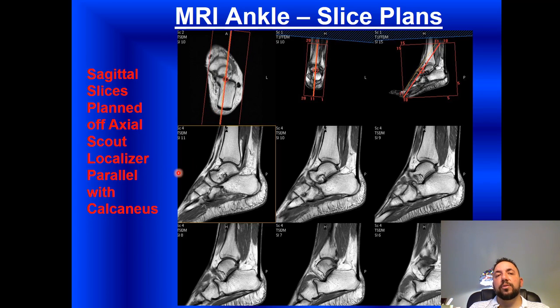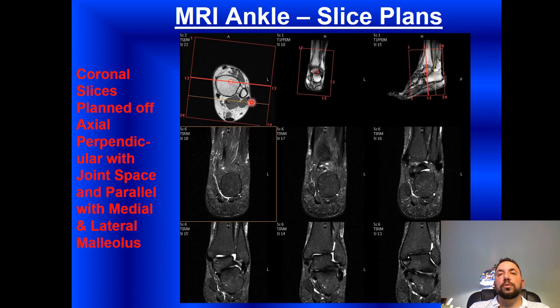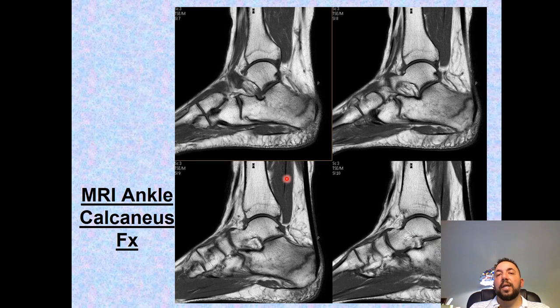We want to position our sagittals parallel with the calcaneus or perpendicular to the joint space. We want to position our axials through the actual joint space. And then our coronals are going to be through the medial and lateral malleolus so that we get in one plane the medial and lateral malleolus that's going to be perpendicular with the joint space. Our talus oblique is going to be tilted forward where our normal axials are through the joint space here. The talus oblique goes parallel to the talus itself, ending in an elongated view.